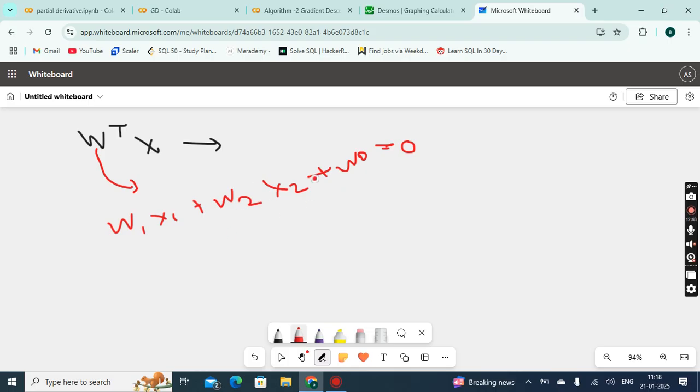Now why do we need this GD and all? This whole concept is nothing but optimization. So why do we need the concept of optimization? In optimization, there are a few different concepts, right? One is intuition.